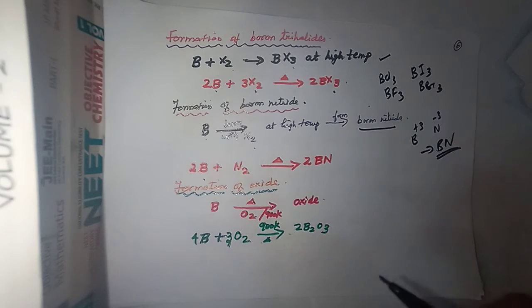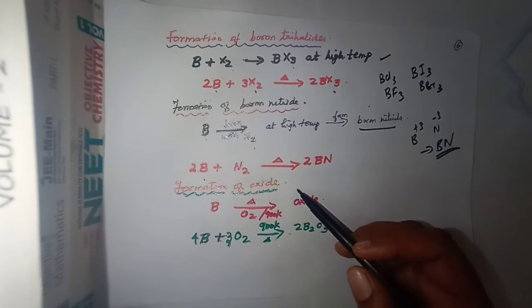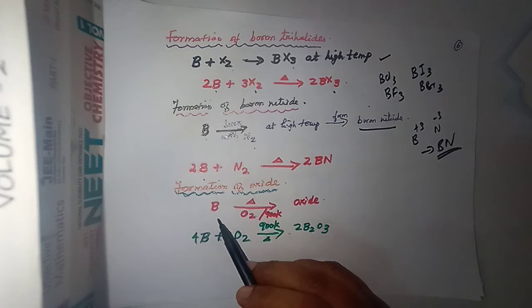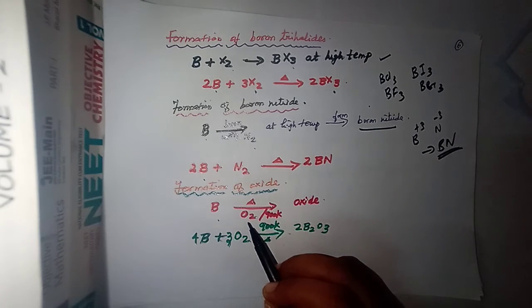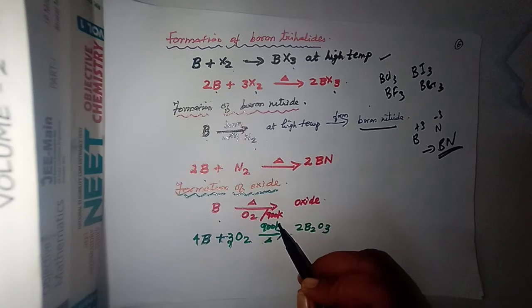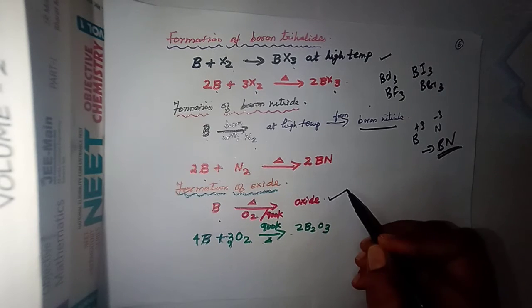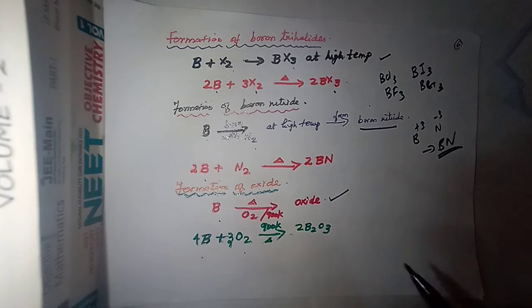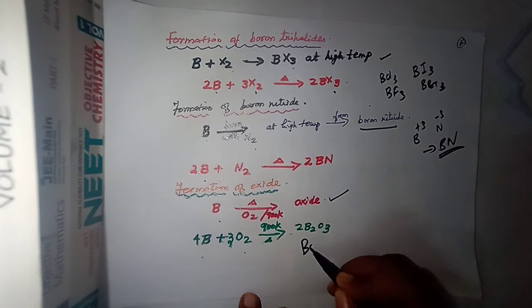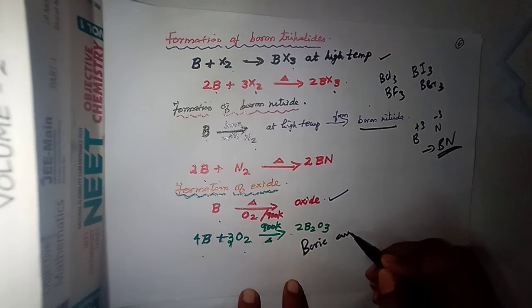Then formation of oxides. Boron is heated with oxygen in the presence of air or oxygen at 900 Kelvin. It forms an oxide. So boron reacts with oxygen at 900 Kelvin and gives boric anhydride.